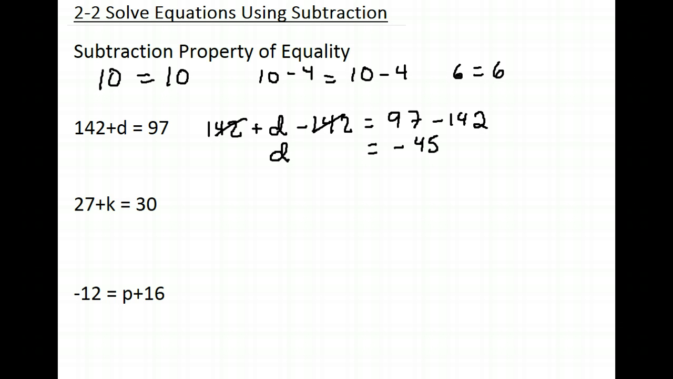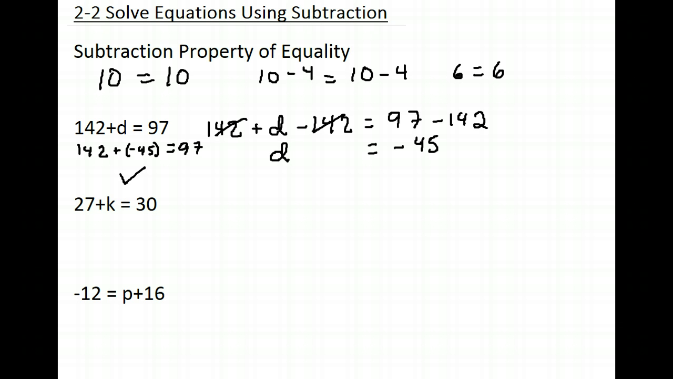Then to check it, we'd substitute that negative 45 back into our original equation to see if it works. So let's try that. We have 142 plus, open paren, negative 45, close, equals 97. Does 142 plus a negative 45 equal 97? Yes, it does. It checks. Okay, let's try another one.